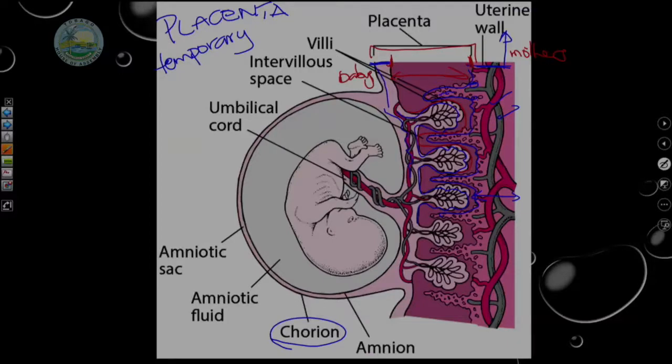So how does the mother get nutrients to the baby, and how does the baby get rid of its waste, right? So we have to have diffusion taking place between that space from the mother's blood system to the baby's blood system. But remember that there is never any mixing of the two blood types between the mother and the baby.